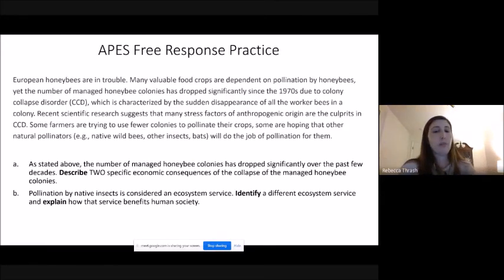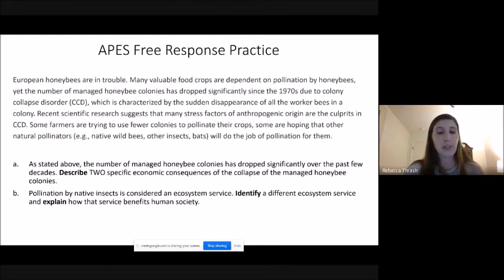So let's get into practice free response. European honeybees are in trouble. Many valuable food crops are dependent on pollination by honeybees, yet the number of managed honeybee colonies has dropped significantly since the 1970s due to colony collapse disorder, which is characterized by the sudden disappearance of all the worker bees in a colony. Recent scientific research suggests that many stress factors of anthropogenic origin are the culprits in CCD. Some farmers are trying to use fewer colonies to pollinate their crops. Some are hoping that other natural pollinators, like wild bees and other insects, will do the job of pollination for them. A, as stated above, the number of managed honeybee colonies has dropped significantly over the past few decades.